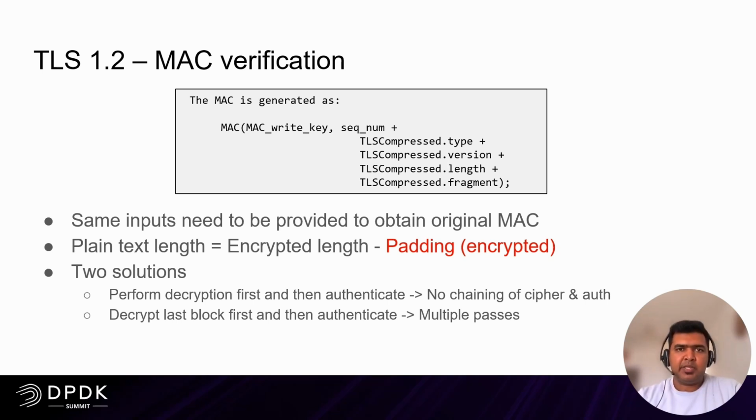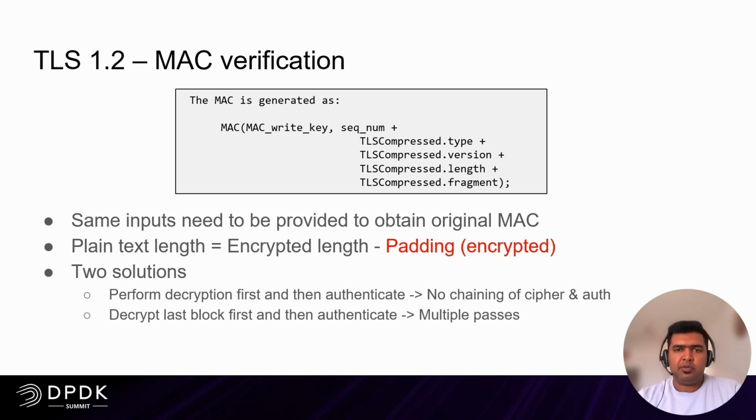When a packet is received, how can the receiver compute the MAC? So we need the fields that we saw in the previous slide: basically write key, sequence number, then the fields such as type, version, length, and fragment. The write key is the one that, after the TLS handshake, both the client and server will have. So that is okay. Sequence number, again, is coming from the state. The receiver state will give the sequence number.